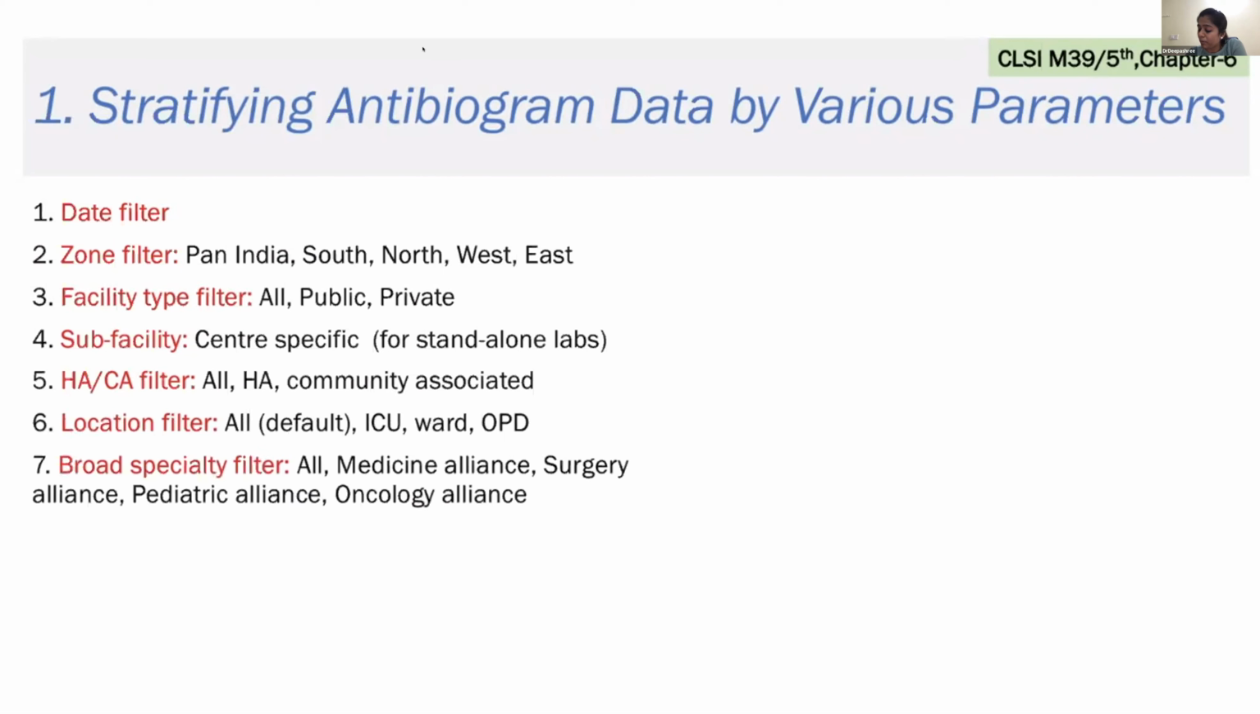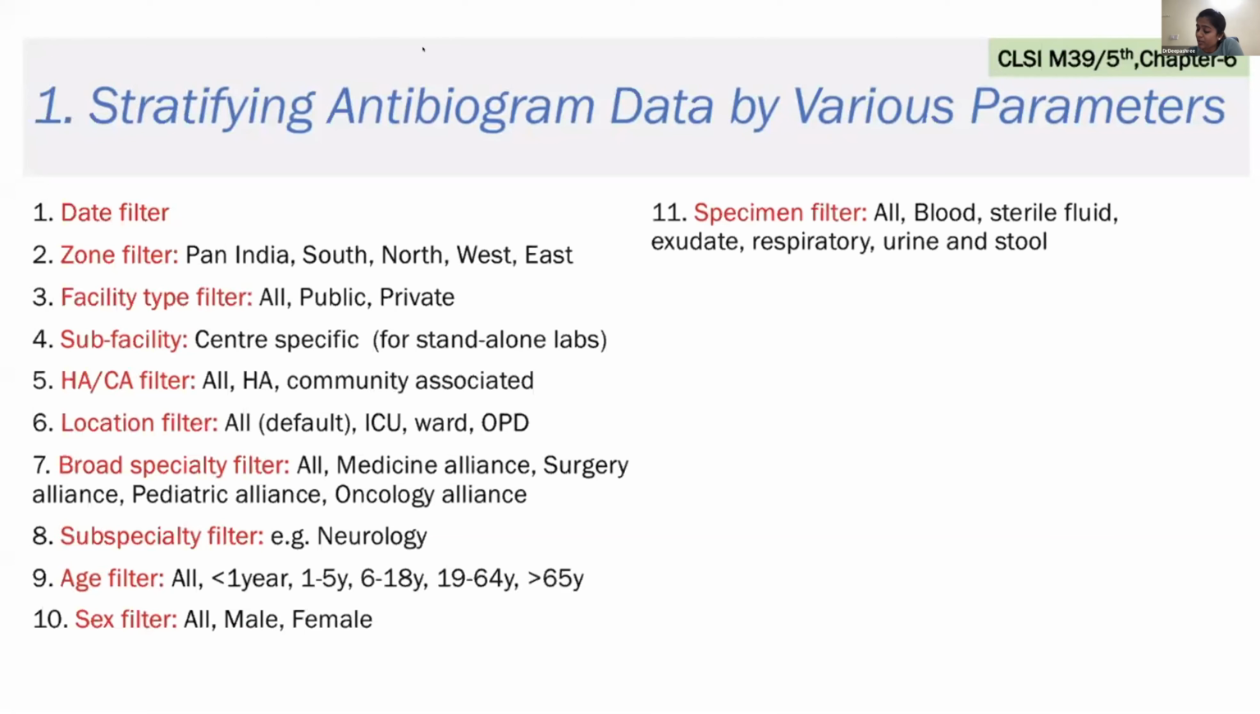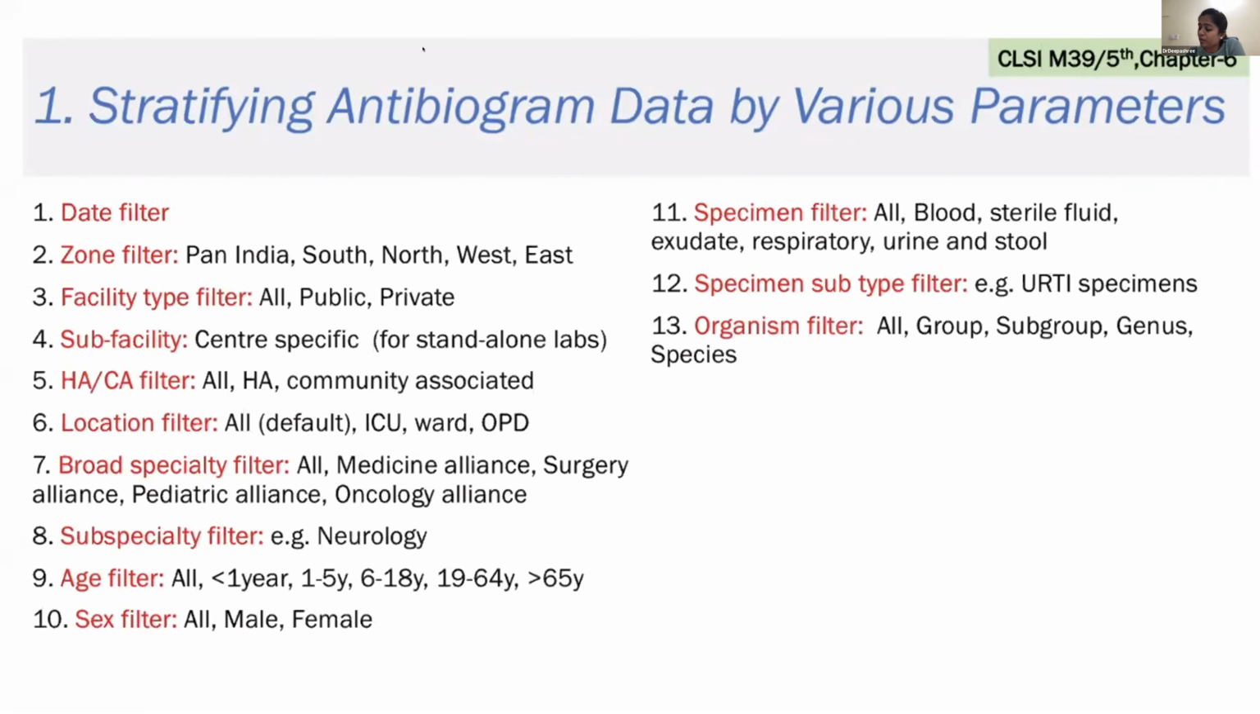Location filter can be applied. Broad specialty filter, that is depending upon the area of the patient you enter, that is medicine, surgery, pediatrics. So broad specialty specific filter also can be applied. Subspecialty filter can be applied. Age filter can be applied. Sex filter, that is in all genders, male and female separately. Specimen filter, so the specimen filter will give you a syndromic antibiogram. These two, 11 and 12, together will give you a syndrome specific antibiogram.